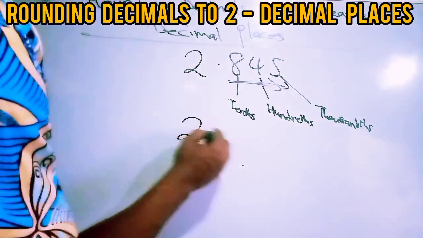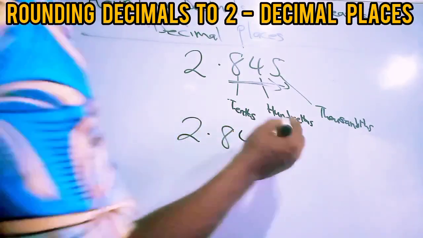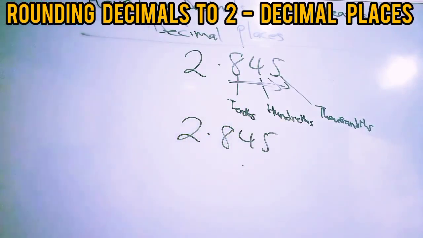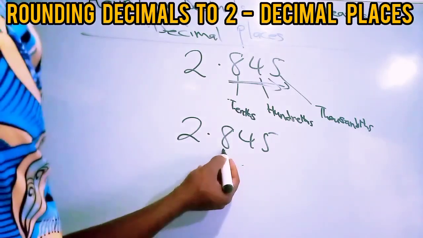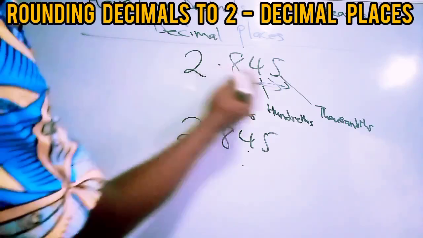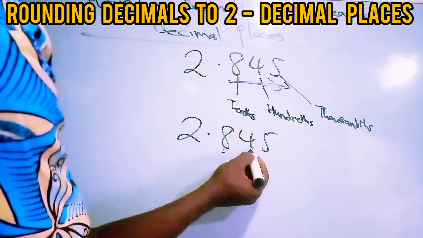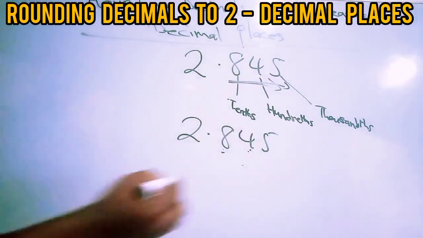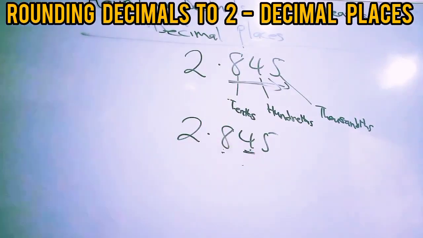We have 2.845. If we want to leave our answer or round it to two decimal places, it means we should be looking at the first one and the second one. Start counting from the point. This is the first one and the second one. So two decimal places means we'll be working with this.